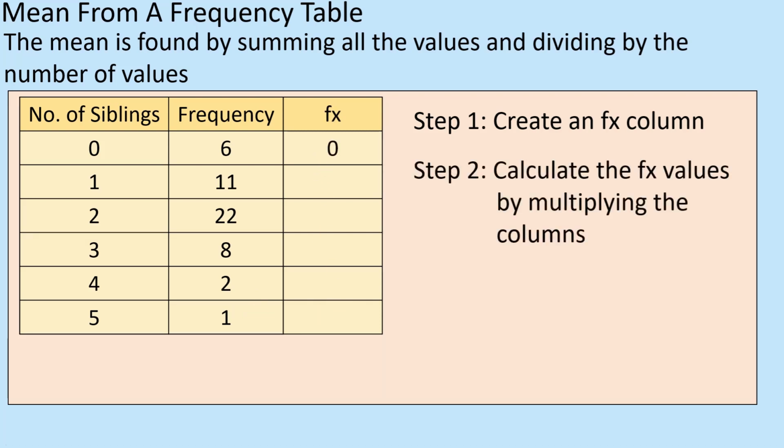So times the 2 together. So 0 times 6 is 0. It even says there, doesn't it? 11 times 1 is 11. 22 times 2 is 44. 8 times 3 is 24. 2 times 4 is 8. And 1 times 5 is 5.